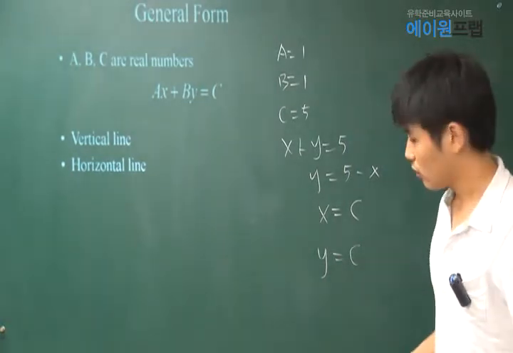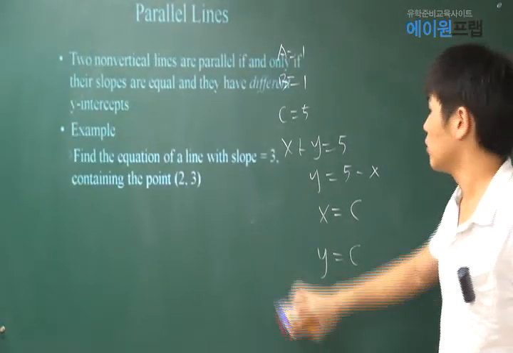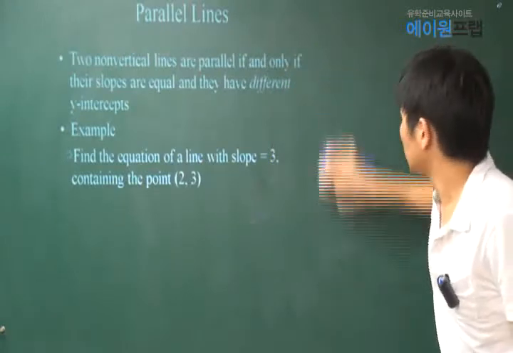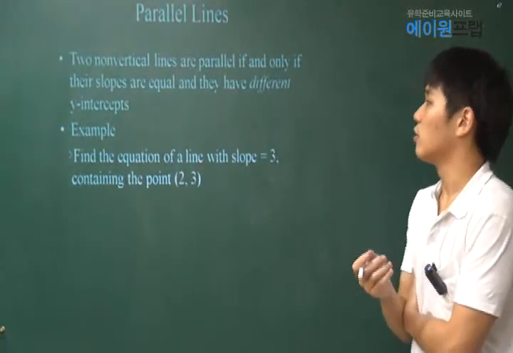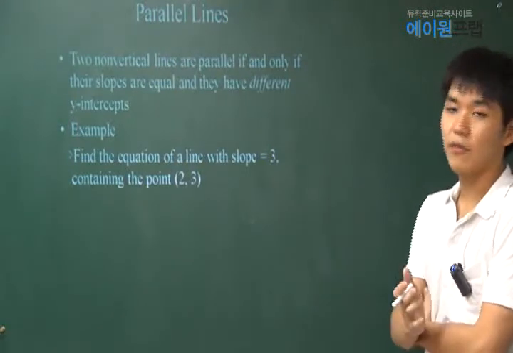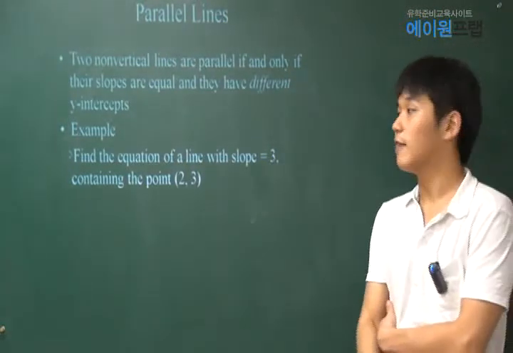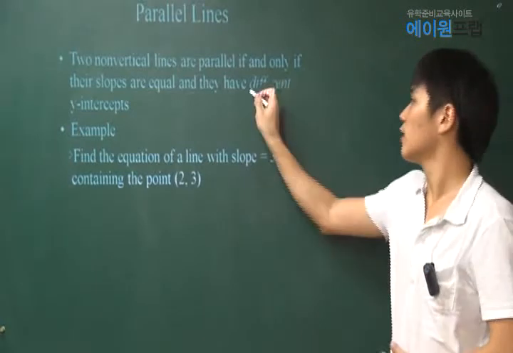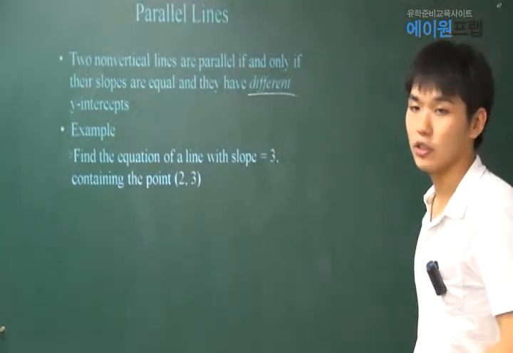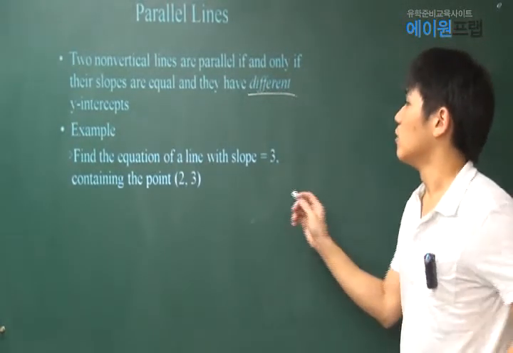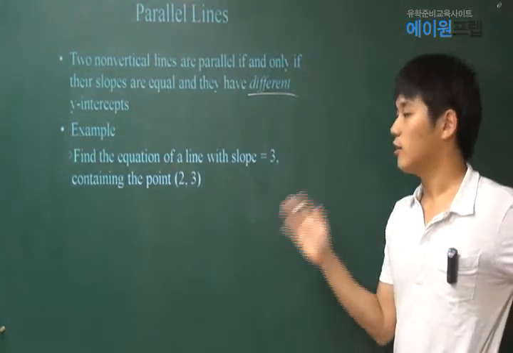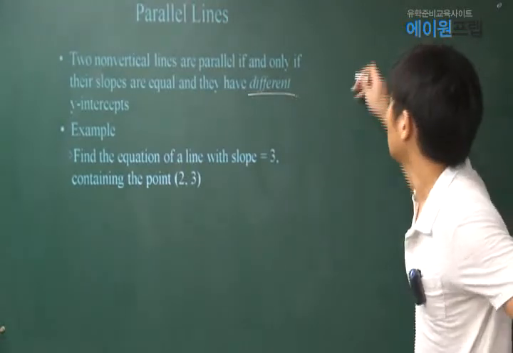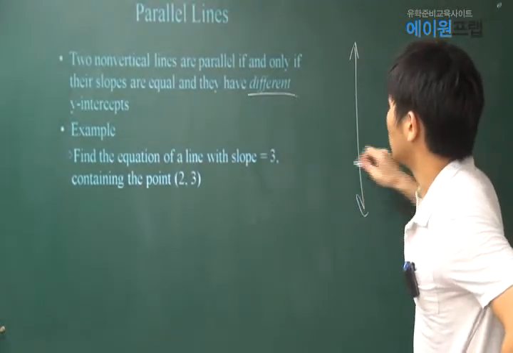Okay? So let me move on and talk about parallel lines. Parallel lines are two non-vertical lines if and only if their slopes are equal and they have different y-intercepts. Now the important thing is different y-intercepts. Okay? Example. Find the equation of a line with slope 3 containing the point (2, 3).